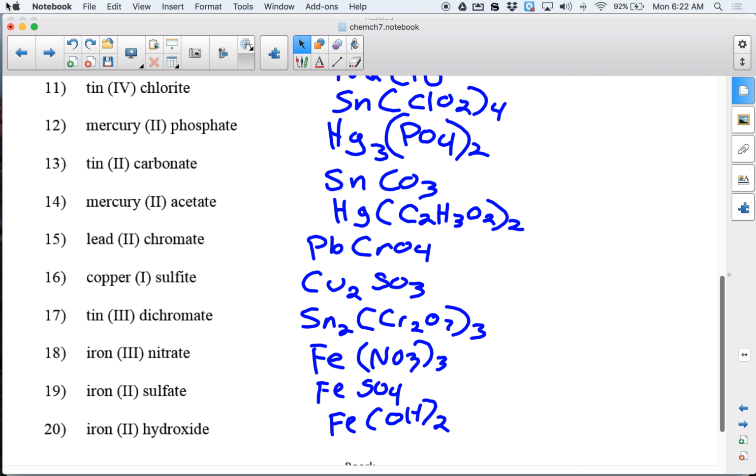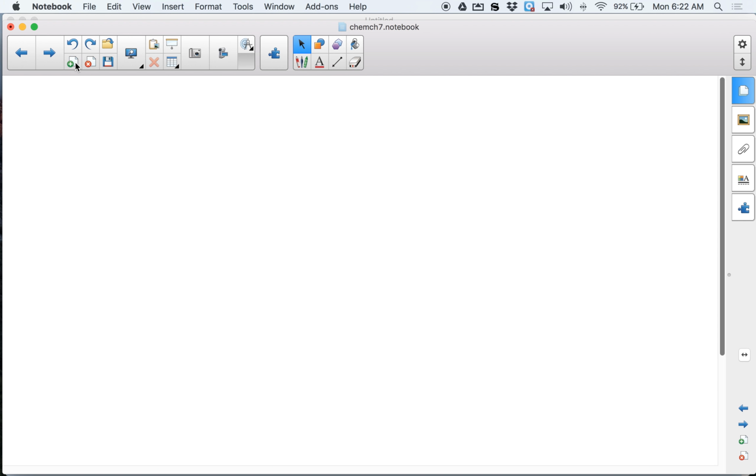All right, today, as our daily objective said, we're going to learn how to write names for covalent molecules. Apparently I don't have something plugged in here.